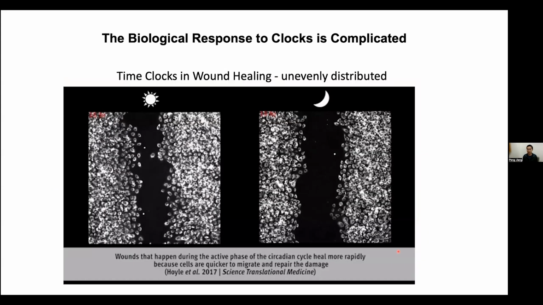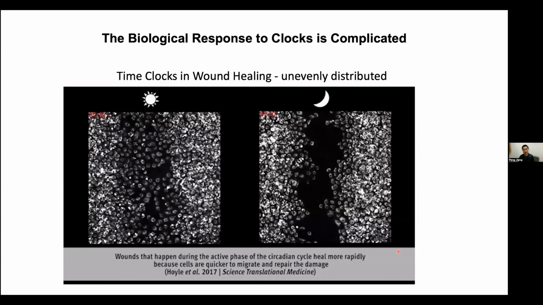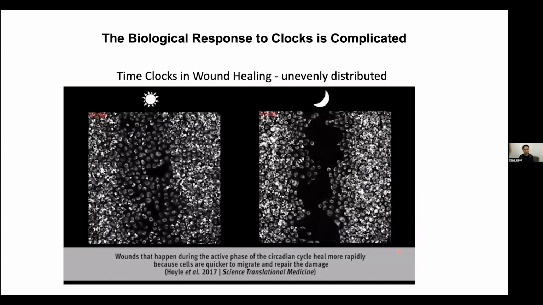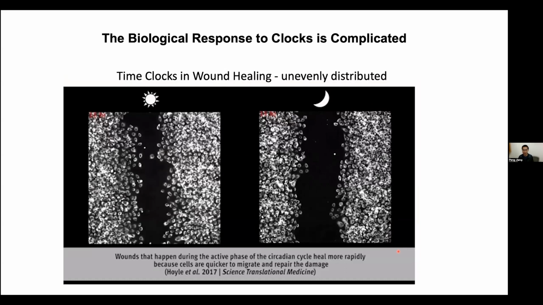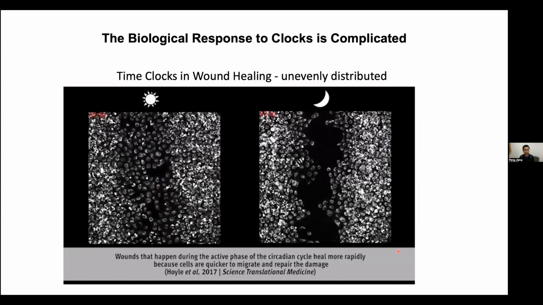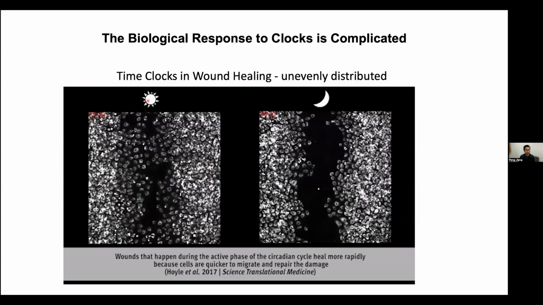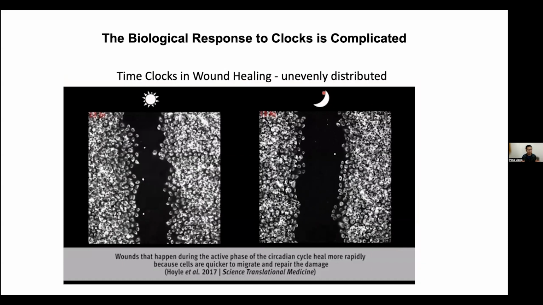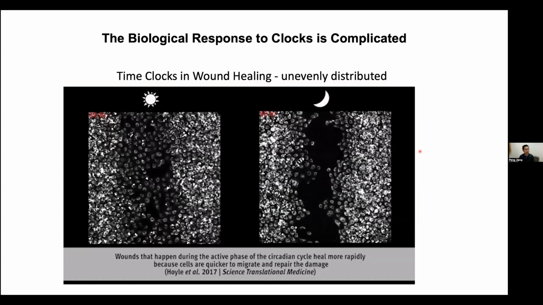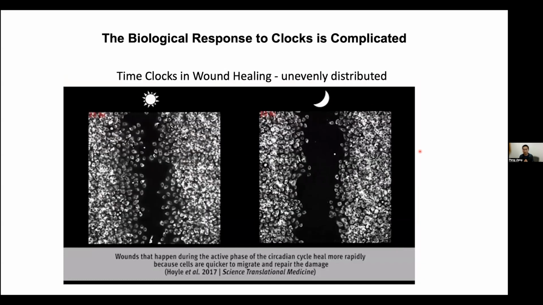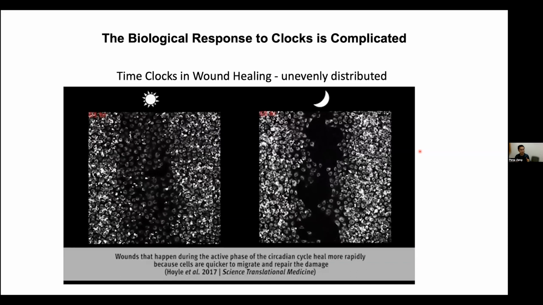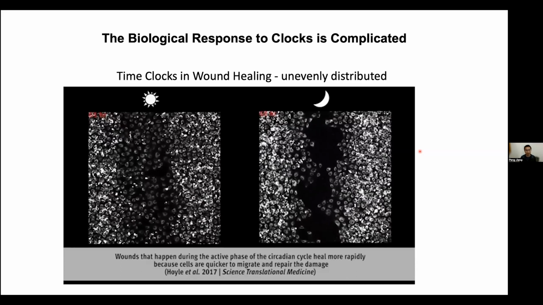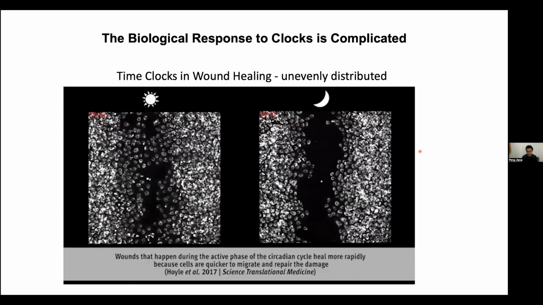And the biological response to a clock is complicated as well. For tissue regeneration in terms of wound healing, the time clock in wound healing is actually unevenly distributed. This is just an example. During the day and during the night, the healing in terms of cell activity is completely different. During the day it's quicker, but at night it's much slower. So basically, the biological response to the circadian rhythm, or to the clock, is dramatically different and complicated.